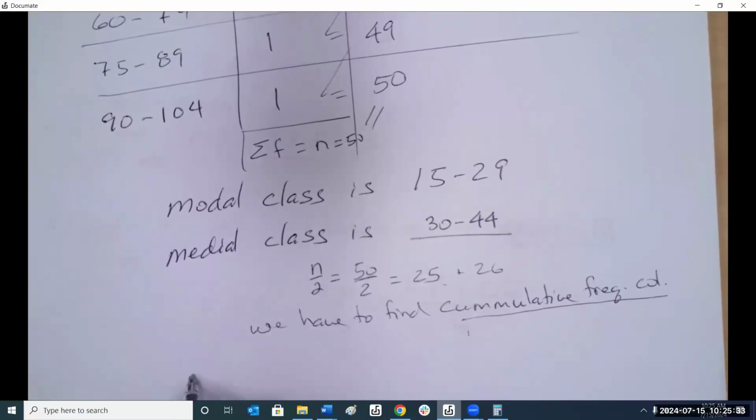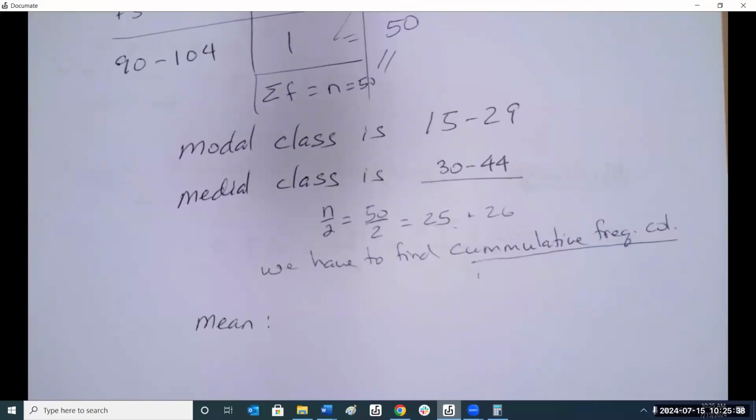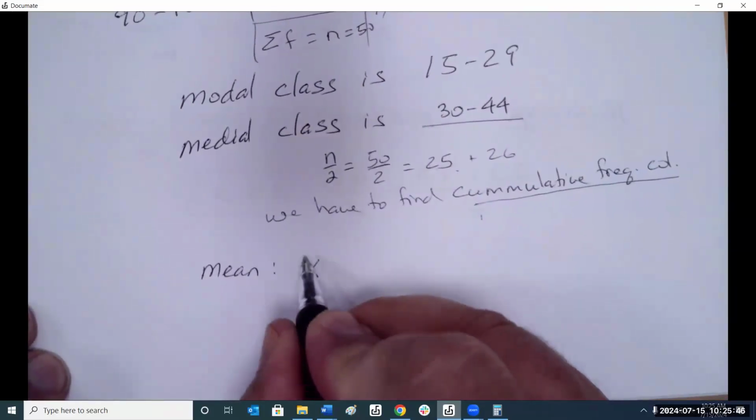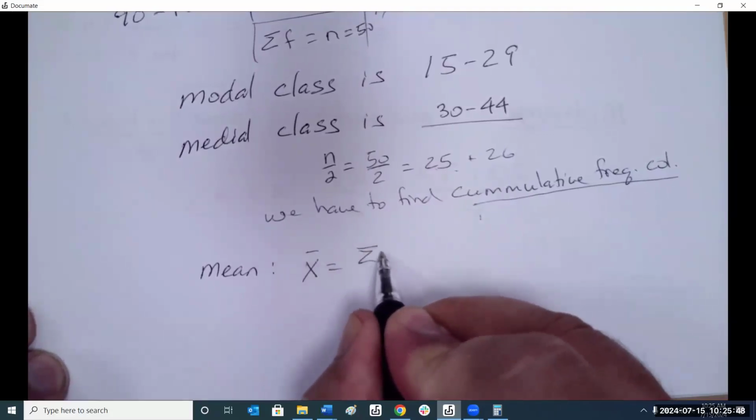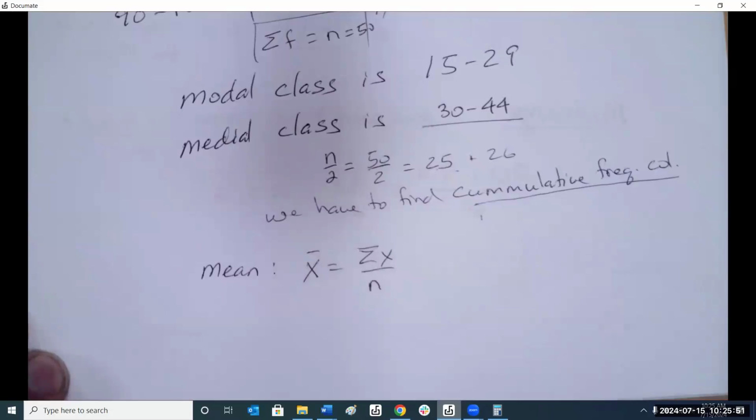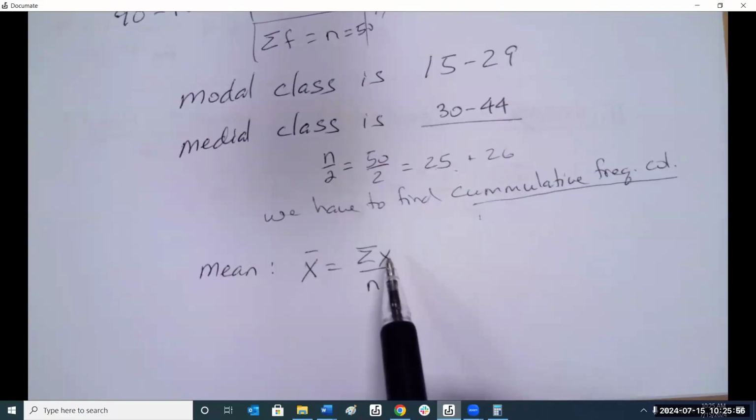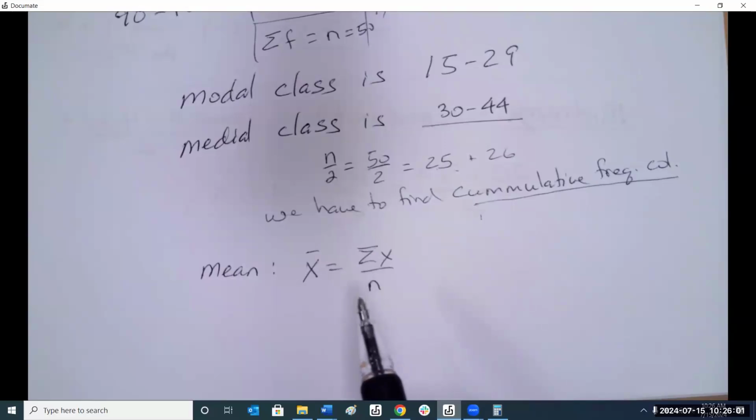Now, the mean. Whenever you have a data set that has a frequency column, remember our mean was X bar equals summation of X over N. But we can't use that formula because summation of X only works if you have the whole data set. So how do we find the mean?